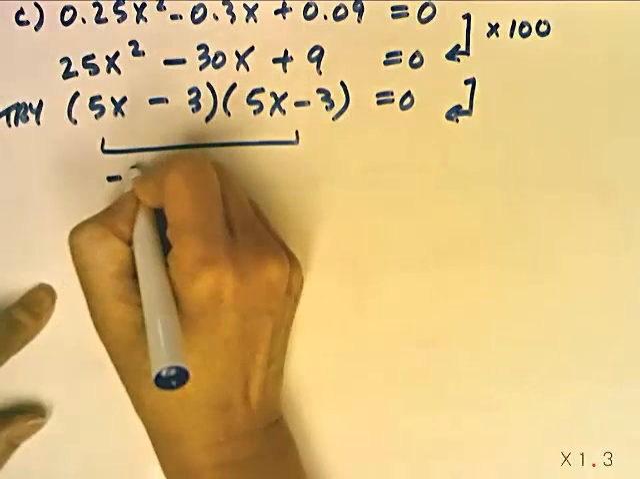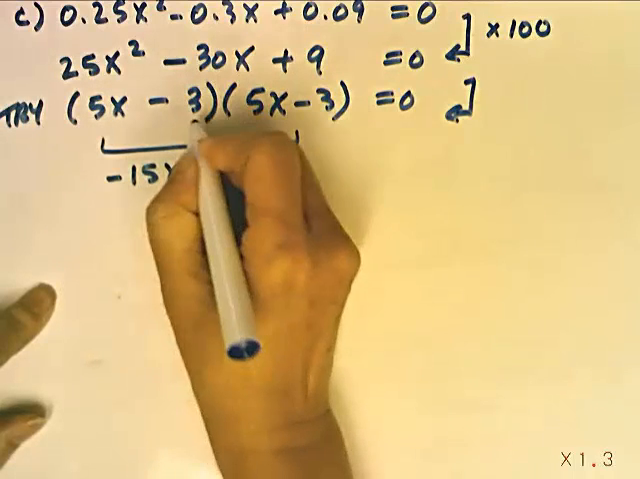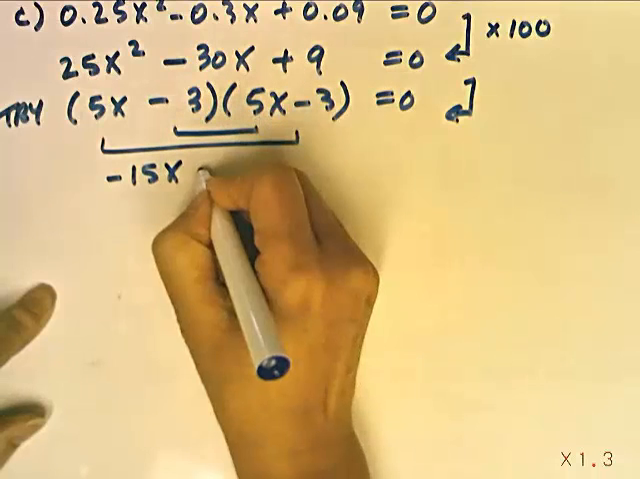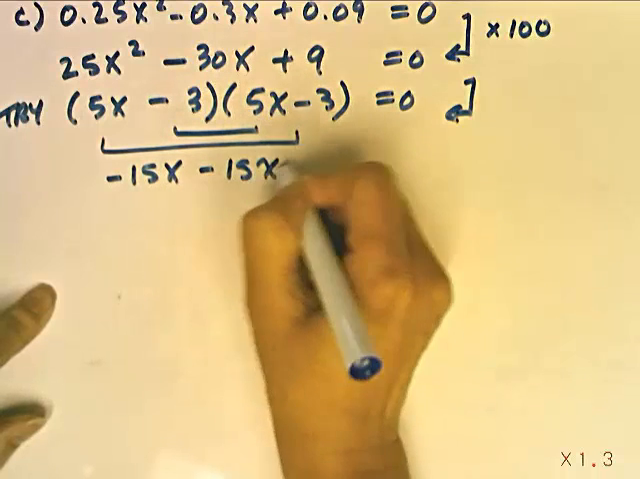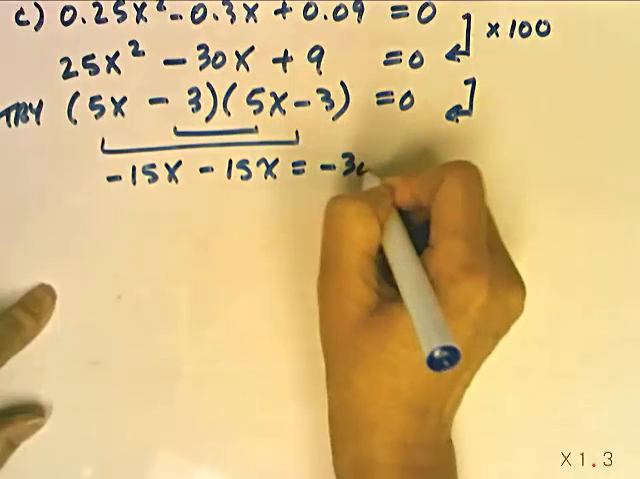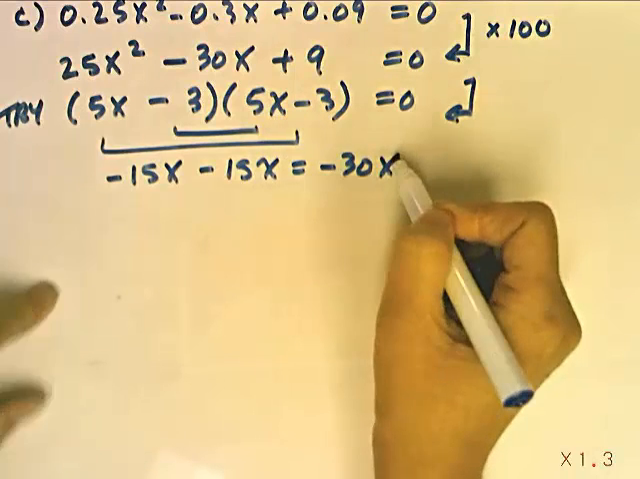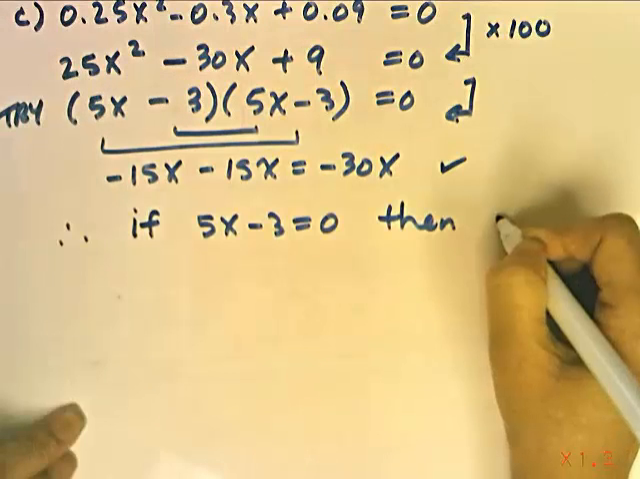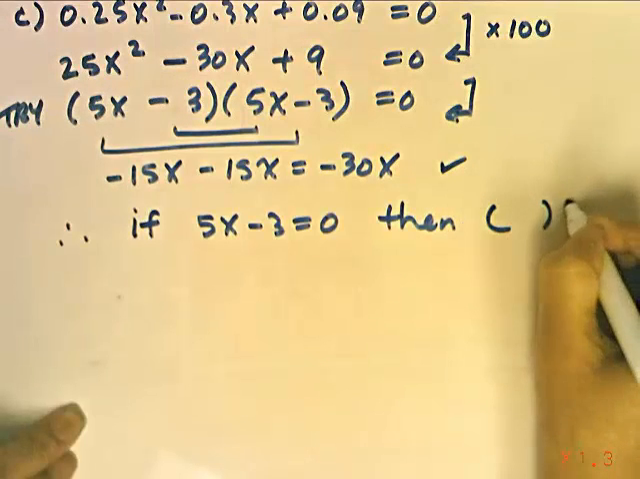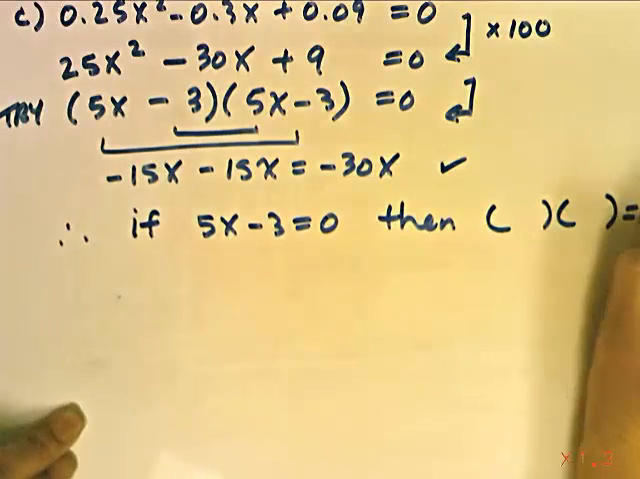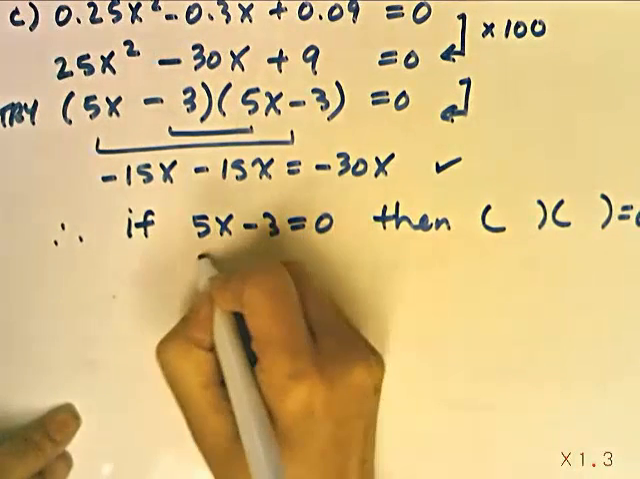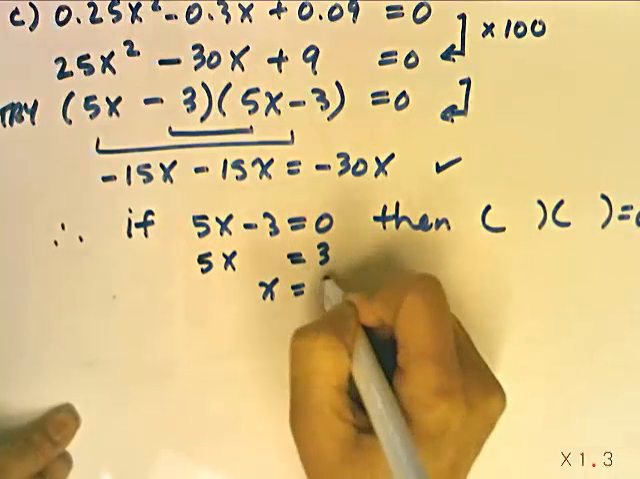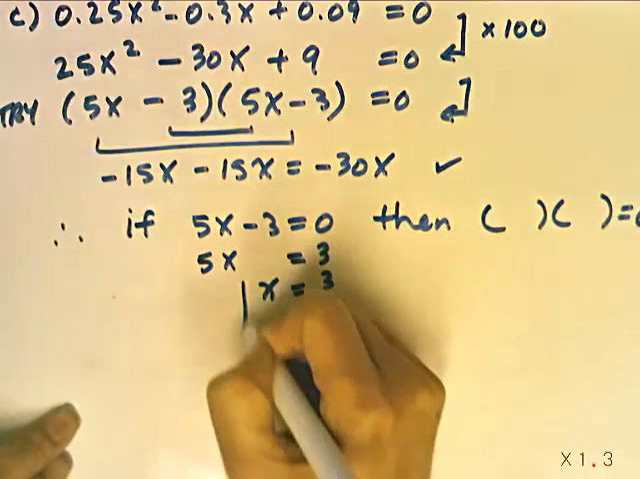Next, I check the outside and the inside terms of FOIL to make sure they add up to negative 30x. Next, I apply my zero product rule to solve for x. There is only one solution, x equals 3/5.